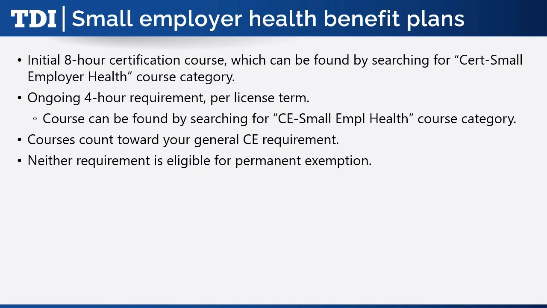Lastly, small employer health benefit plans, again, requires an initial 8-hour certification course. You can find that by searching for CERT-Small Employer Health. After that, you're going to have an ongoing 4-hour CE requirement per license term, and you can find those courses by searching for CE-Small Employer Health.